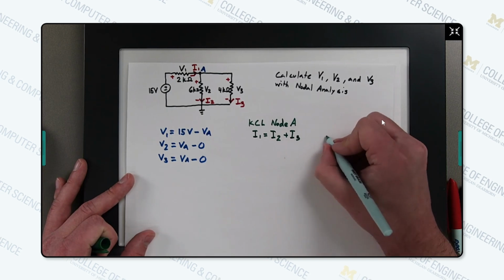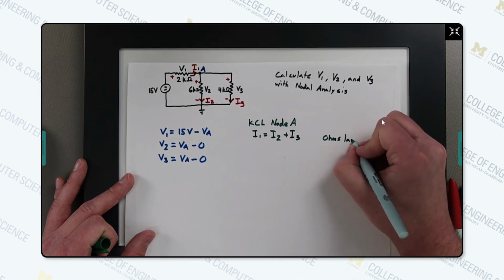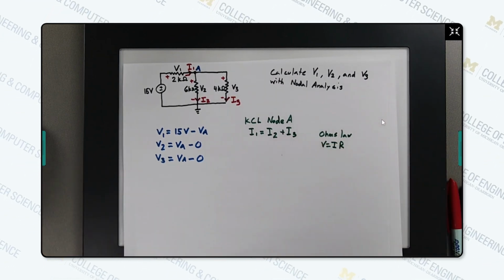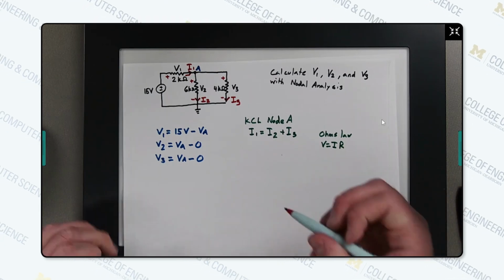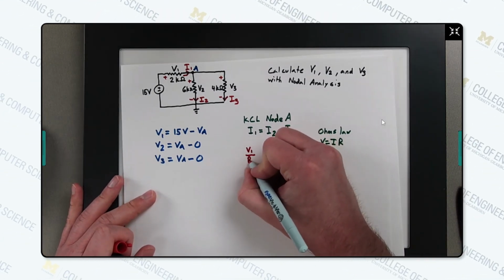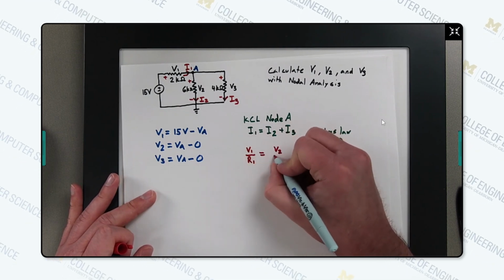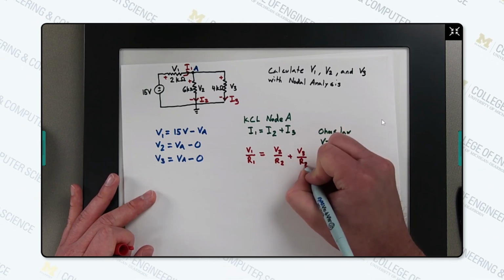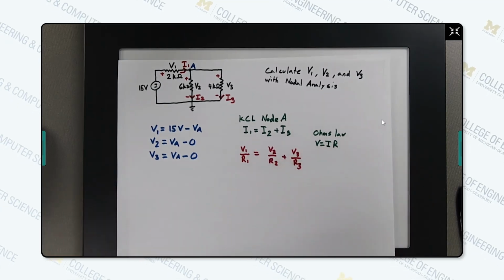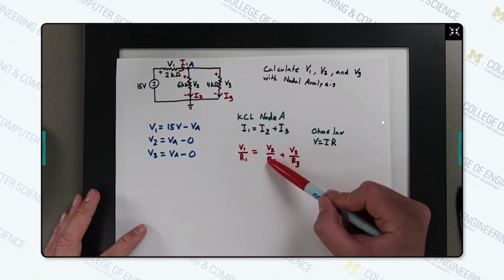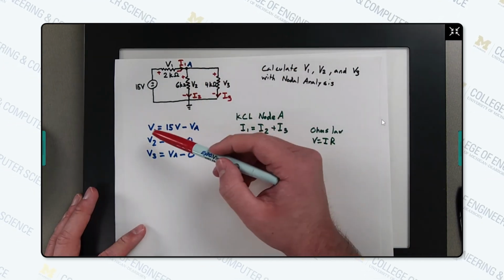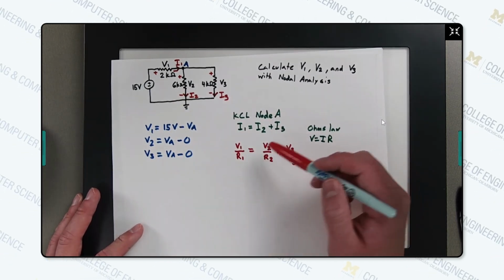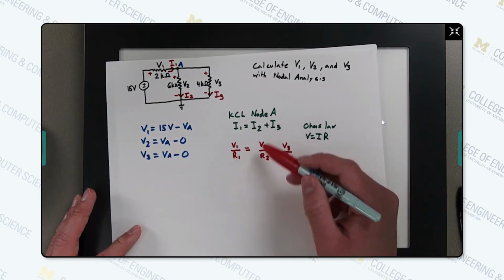Now, if we use Ohm's law, V equals IR, we can rewrite this in terms of voltage and resistance. We get V1 over R1 equals V2 over R2 plus V3 over R3. Great, so now we have this equation. We have R1, R2, and R3 given in the problem, and we have V1, V2, and V3 written in terms of VA. So if we plug all of these in, our only variable is VA. Then we can solve for VA.